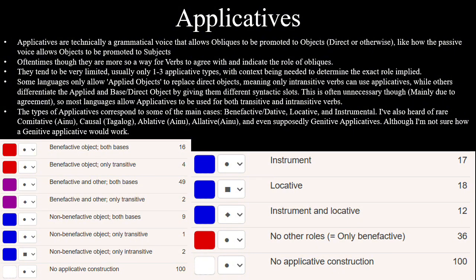Most languages with applicatives, though, allow them to be used with both intransitive and transitive phrases. There can also be multiple types of applicatives, roughly corresponding to some of the core case types, namely the benefactive, instrumental, and locative applicatives. Notably, a language will usually only have 1 to 3 applicative types, though, often leaving the original adpositional meaning of the promoted object somewhat up to context to determine.